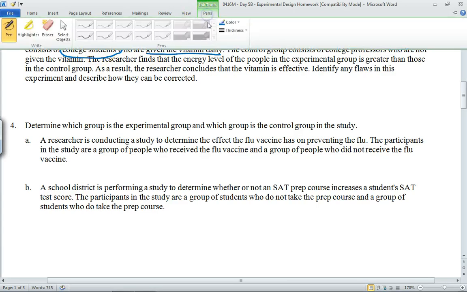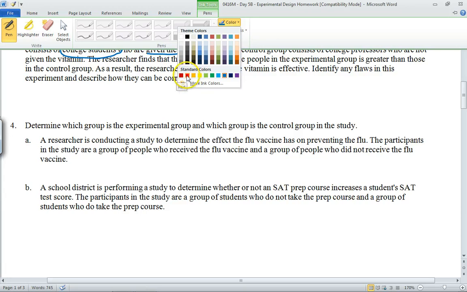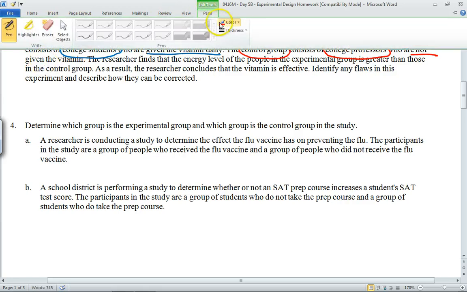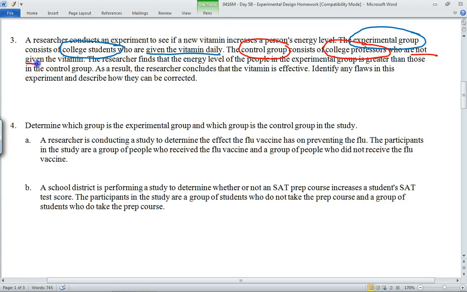Now, what about the control group? Let me change colors so it'll be clear. Okay, now let's talk about the control group. The control group consisted of college professors who were not given the vitamin. Okay? They were not given the vitamin. So, the experimental group, college students. The control group, college professors.